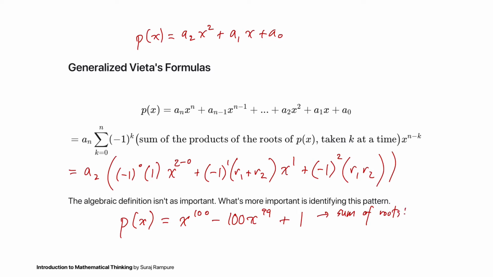Yeah, 100, right? Because it's the negative of the second coefficient, which is -100, divided by the coefficient on x to the 100, which is just 1, which gives me 100. What's the product of the roots of this polynomial? 1, right? Because it's the last term, 1, divided by the coefficient on x to the 100, which is 1, which just gives me 1. Okay? So is everyone okay with why the sum of the roots is 100 and not -100?